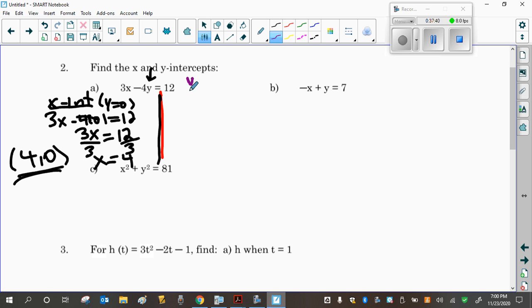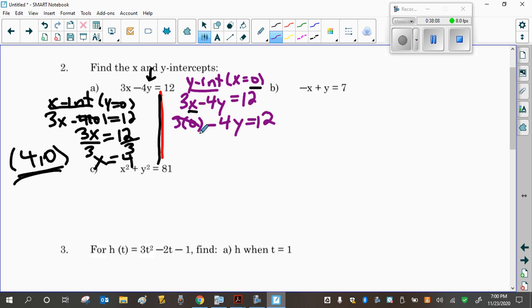Similarly, the y-intercept is x equals 0. So in this case, I have a bit more room, so I will write down the equation. 3x subtract 4y equals 12. And wherever I see an x, I put 0. So 3 times 0, which is just cancel. Subtract 4y equals 12. And don't forget this subtraction sign doesn't disappear.